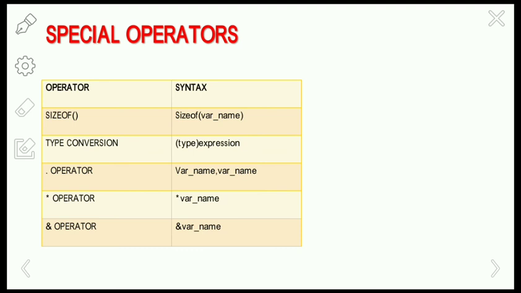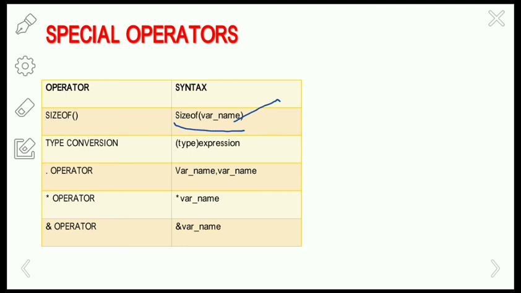And coming to the special operators, that is the sizeof operator, type conversion, dot operator, comma operator, asterisk operator, and AND operator. The sizeof operator is used to know the size in bytes occupied by a variable in the computer memory. It is a unary operator used in finding the size of a data type, constant, array, structure, etc. This is the syntax of the sizeof operator: sizeof(variable name).